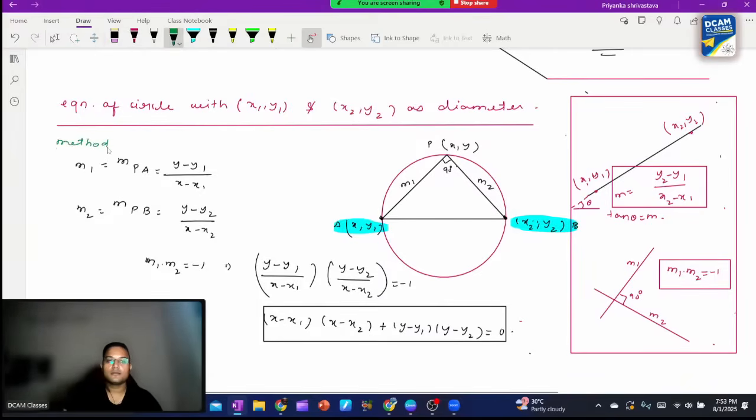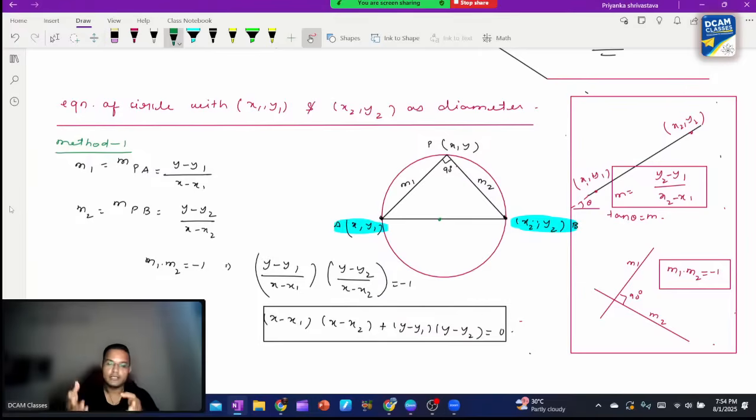P is any point on the circle. I want some other method, by the reasoning that you have already done. I want the Pythagoras theorem. Using that also you can do it.